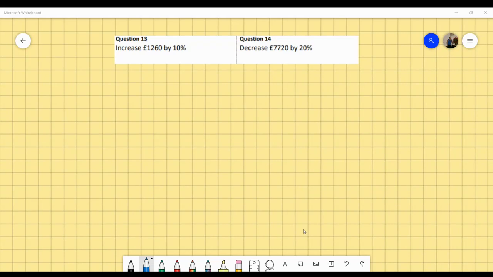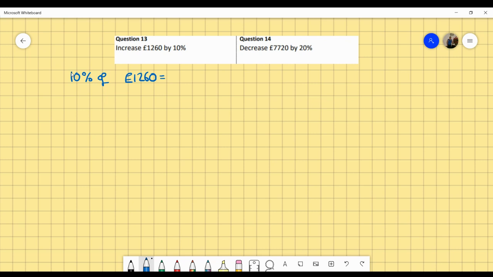So we're going to have a look at how you can increase or decrease an amount by a percentage. So our starting point then is we want to increase £1,260 by 10%. So we know that if we're going to do it using just finding percentages, we can work out 10% of our £1,260, which means we know that this is 100%.